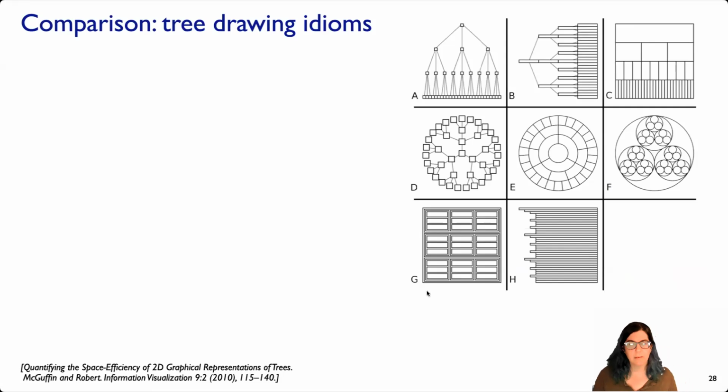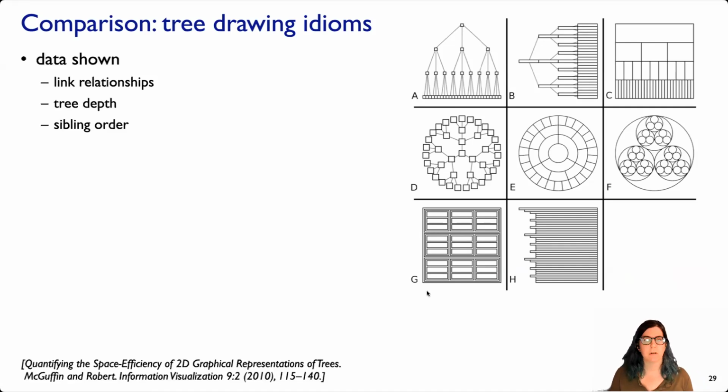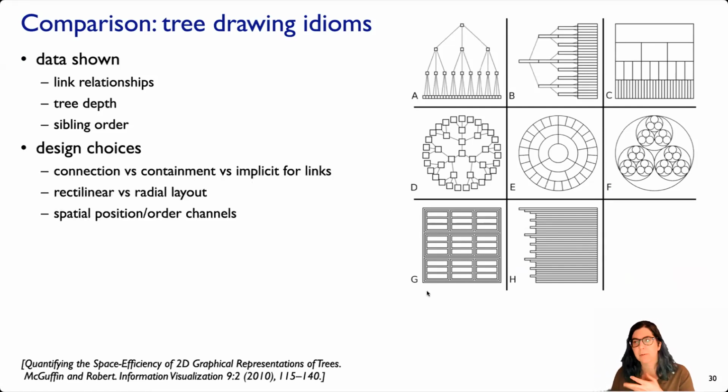So it's interesting just to compare. Here's a whole bunch of different ways to draw a tree. What do we see here? Well, what data are we even showing? There's definitely this idea of the relationship between items, so that's the links. And in a lot of these we're able to read off the depth in the tree pretty easily. In a lot of these, we might be able to see some ordering of siblings. So it's interesting to think about these design choices.